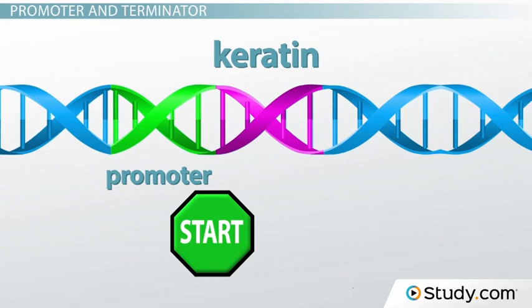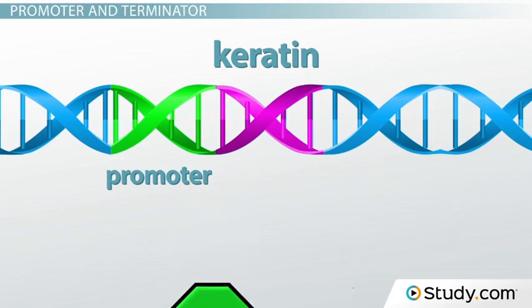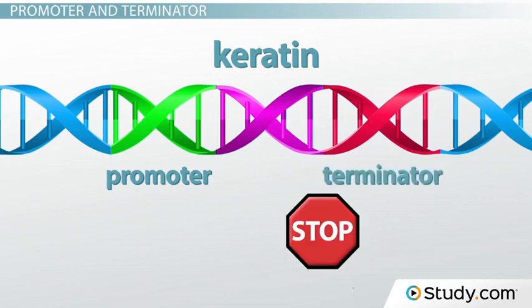The promoter itself is not actually part of the keratin gene, and it doesn't code for any amino acids. It's simply a signal for transcription to begin. Another chunk of DNA sits at the end of the keratin gene. It's sort of like the finish line, and it's called the terminator. Now, don't be afraid of the terminator. It's only a stop signal. Termination means to stop or end a process.